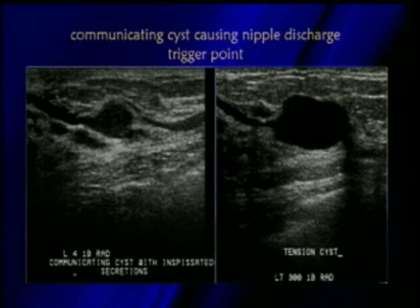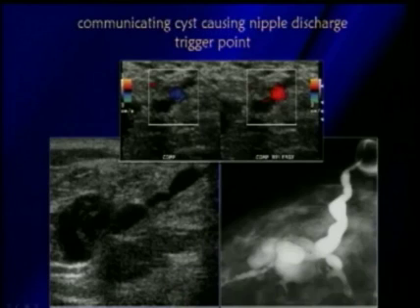Communicating cysts can cause nipple discharge. This is sort of a trigger point. You have to be careful, because if you take your transducer and compress down on either of these communicating cysts, you may actually get quite a bit of ductal ectasia or nipple secretions to express directly through that area there.